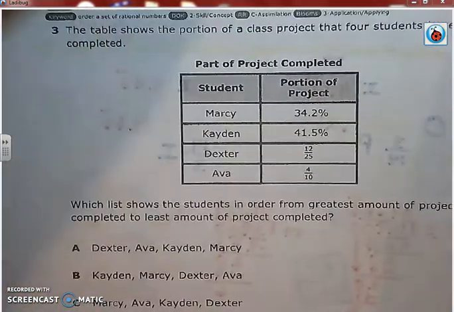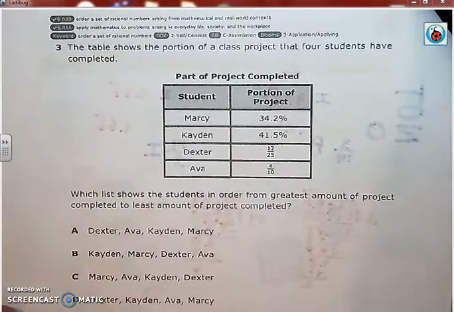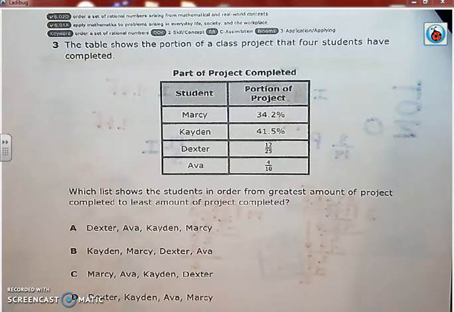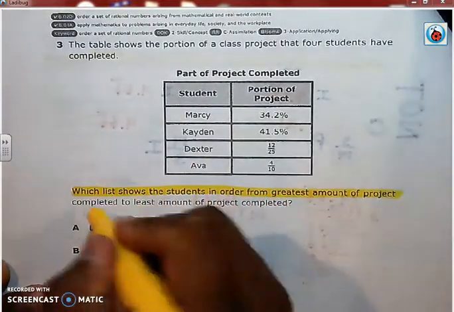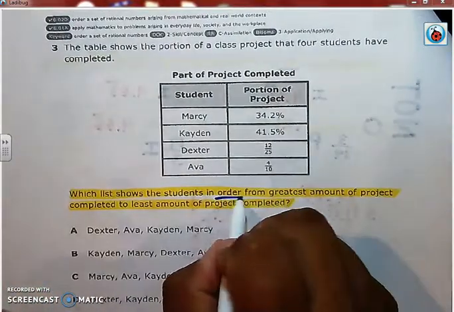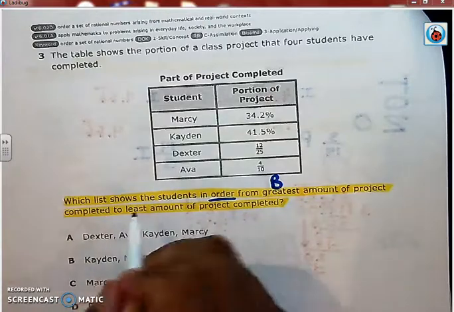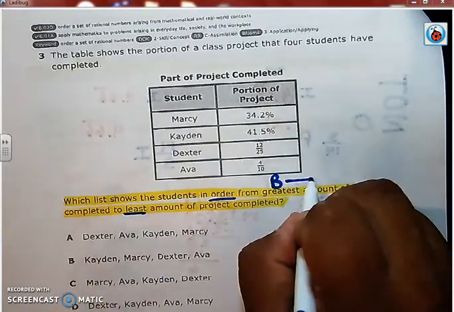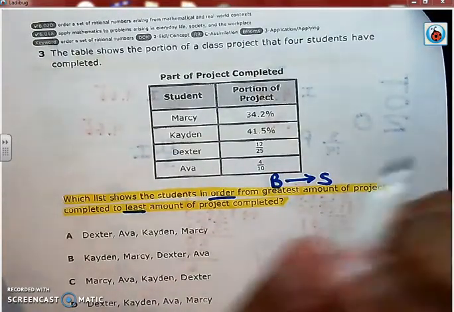Question number 3. The table shows the portion of a class project that 4 students have completed. Which list shows the students in order from greatest amount of the project completed to least amount of the project completed? So let's highlight our question. It is wanting us to put them in order from greatest, which is the biggest, to the least, which is the smallest. So we're going big to small number here. So we're ordering big to small.